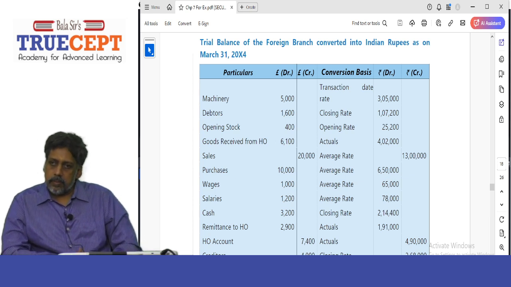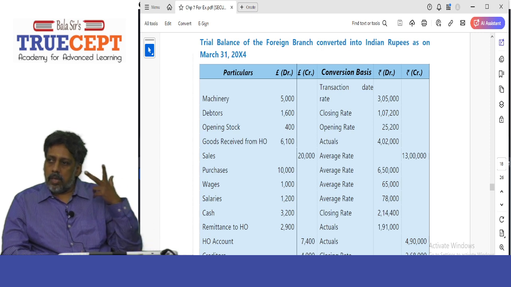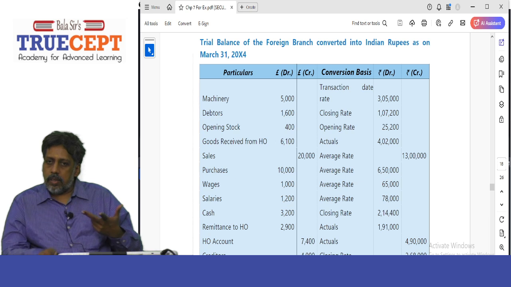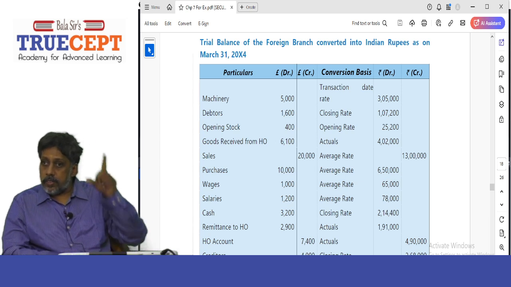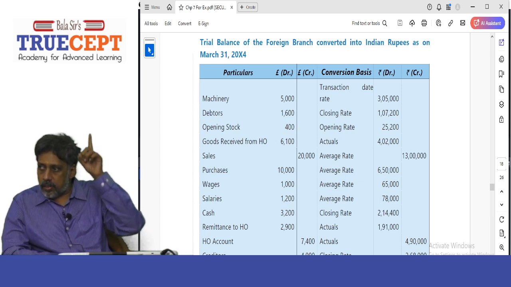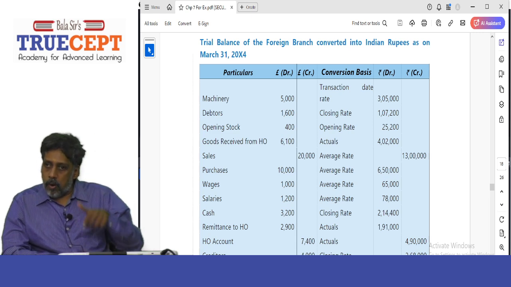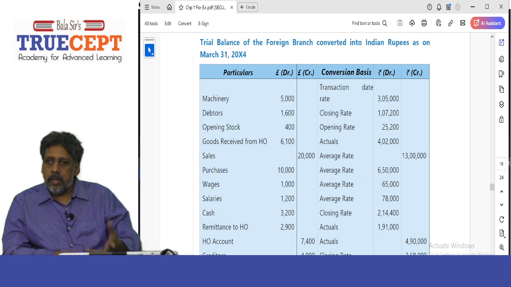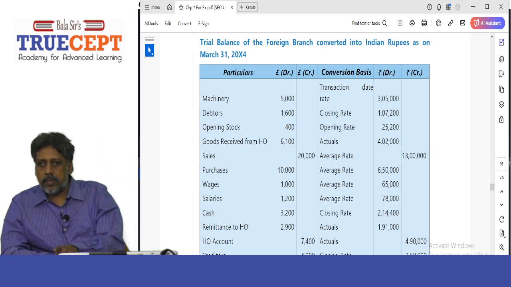So machinery first, 5,000 pounds. The conversion basis is the transaction date rate. That is 5,000 pounds into rupees 61, because that was the exchange rate on 14x1 when you bought the machine. So 5,000 pounds into 61 works out to 3 lakh and 5,000 rupees, a debit balance. Is that fine? Yes, being an asset.